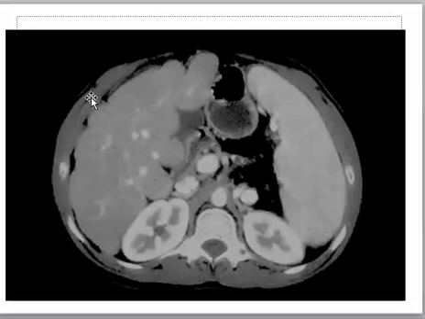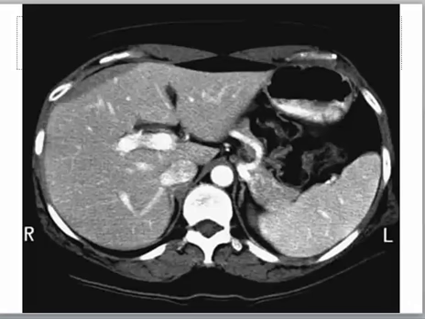And here are the cirrhotic nodules. And of course, expect that you can find the varicose veins or the portosystemic collaterals.